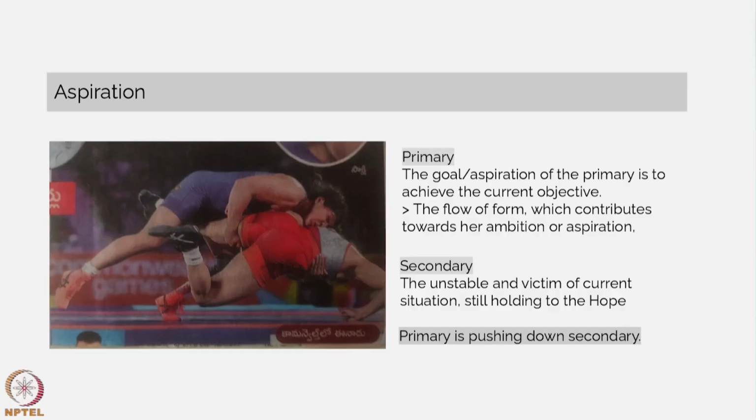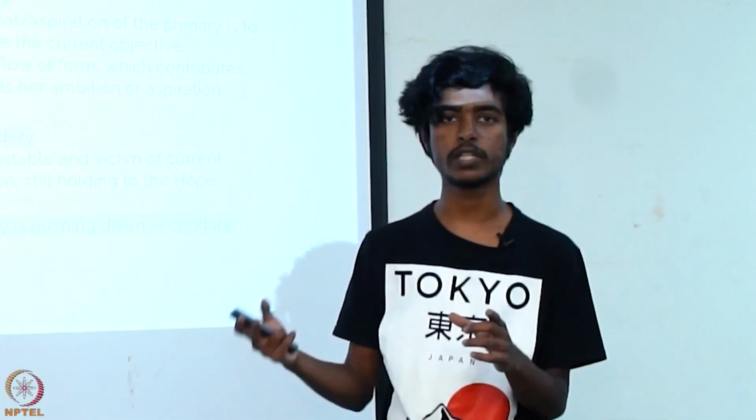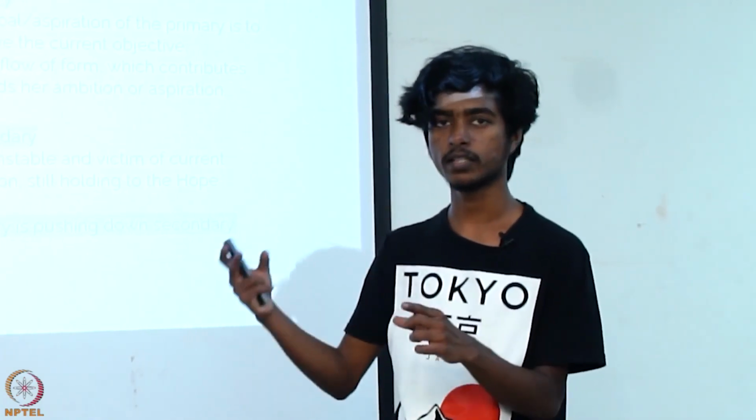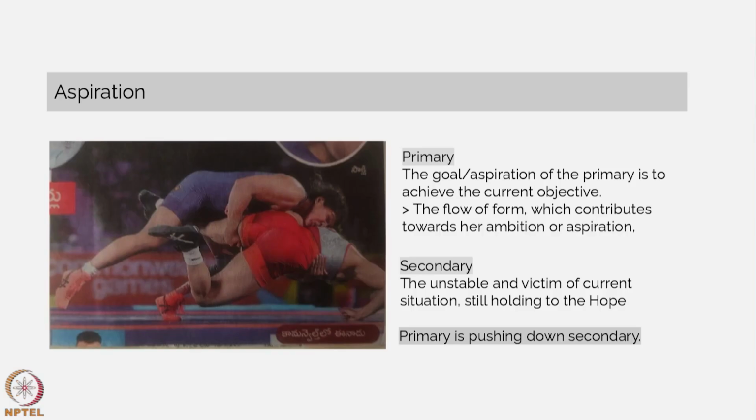In terms of aspiration, we were asked to pick a picture which relates to the term aspiration and to create a grammar out of it. We took a primary element and a secondary element from it. Here I came up with a sentence: primary pushing down secondary. And this sentence was used to progress to the next stage of the assignment.